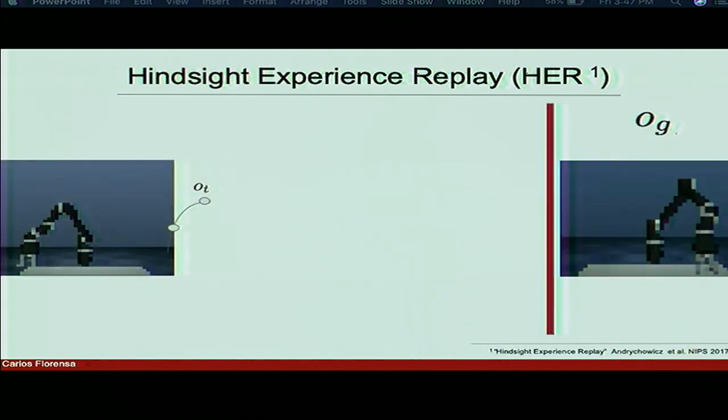Well, there's one technique called Hindsight Experience Replay that is pretty well adapted for these kinds of goal-conditioned settings. I'm going to represent it here for images. On the right, we have OG, a certain goal image that we give to the system, and on the left, the starting image, OT. Then we take some action, the robot moves to another position, and we have another observation.